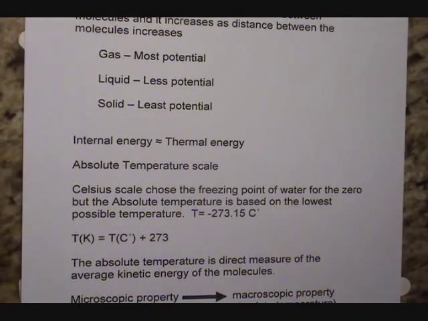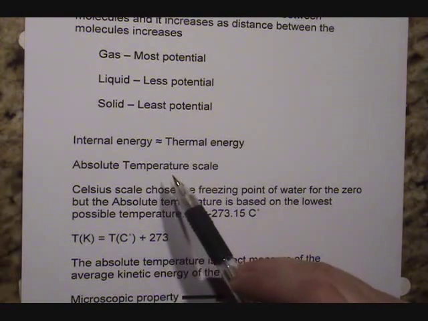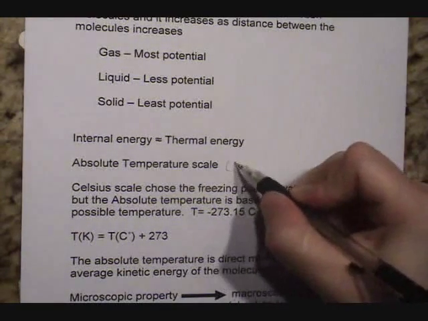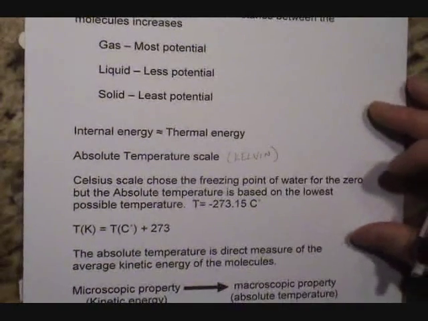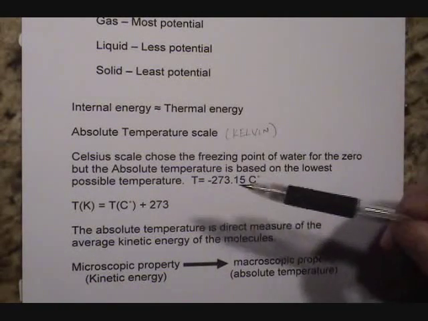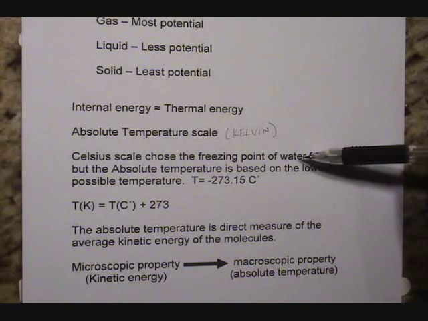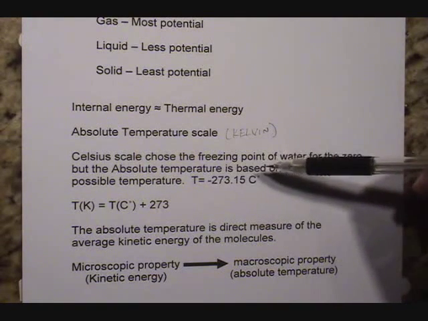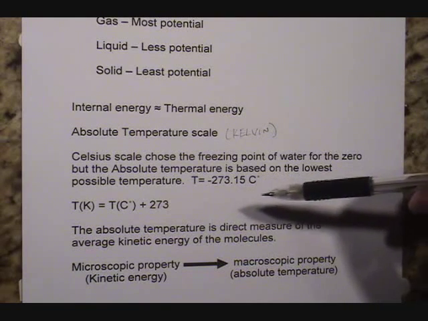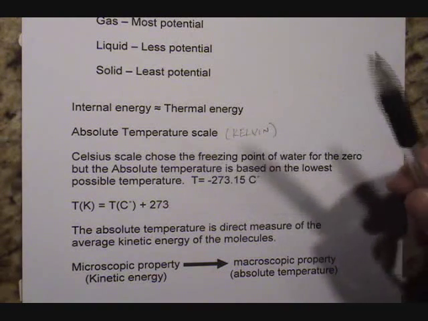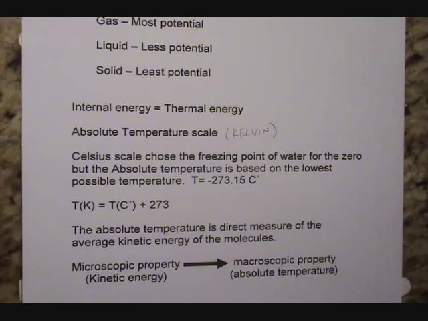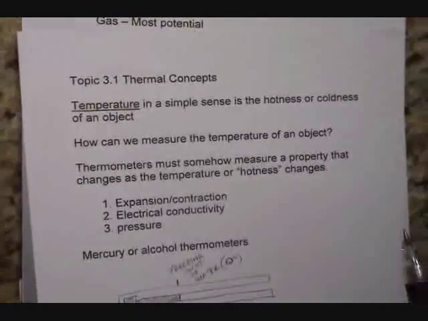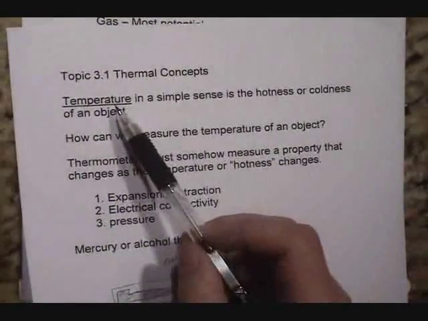Now, this brings us to a point about the temperature and what temperature really is. And so we need to talk about the absolute temperature scale, and this is called the Kelvin scale, for Lord Kelvin. And so the Celsius scale chose the zero point to be the freezing point of water. But the absolute temperature scale is based on the lowest possible temperature. That is to say that if you lower the temperature of an object, it will reach some minimum temperature. And this brings up the point that there really is no such thing as hotness or coldness. As we used in our first very simple definition, we simply used the hotness or the coldness as a measure of temperature.